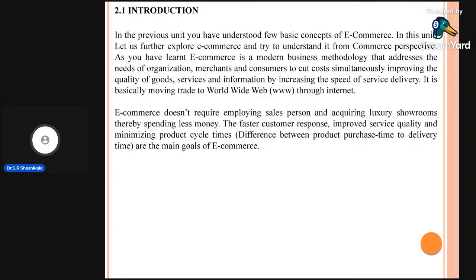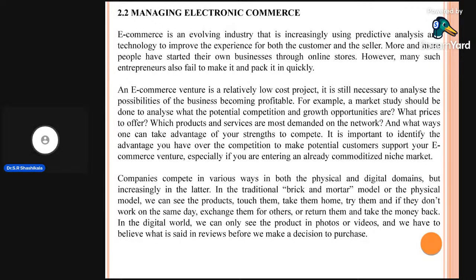So managing e-commerce is always concerned with how individuals are starting up their own businesses through online stores. Sometimes, though the starting up of a business looks easier, many of the individuals who start up their business through online stores also fail very easily. So why are such things happening, or what are the advantages and disadvantages of having an e-commerce venture? All these we will be understanding in this unit.